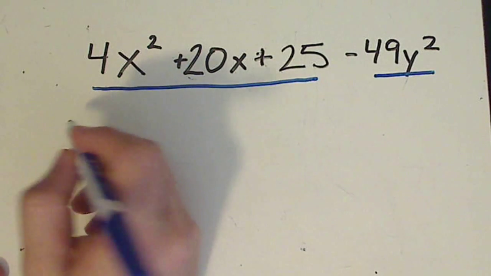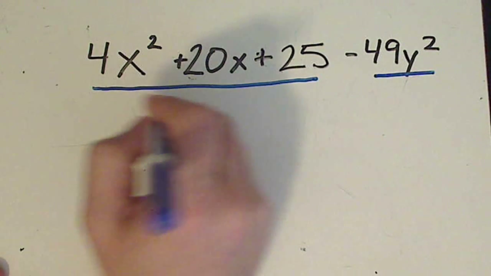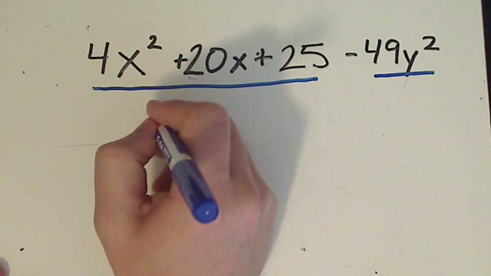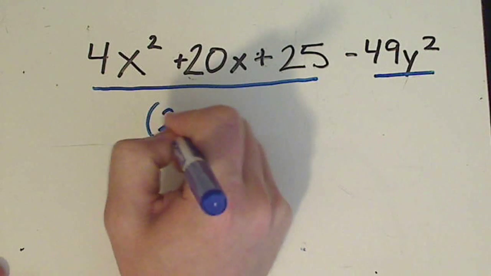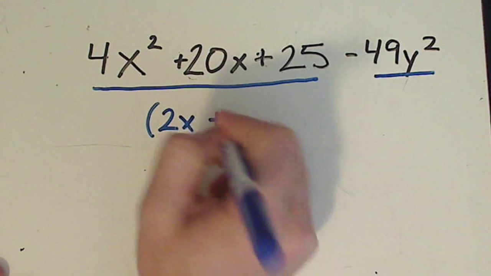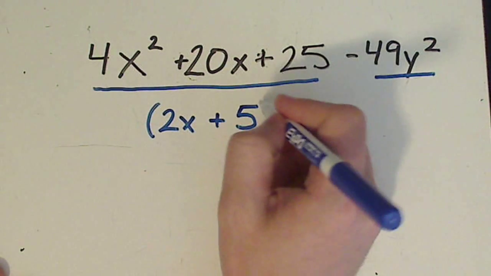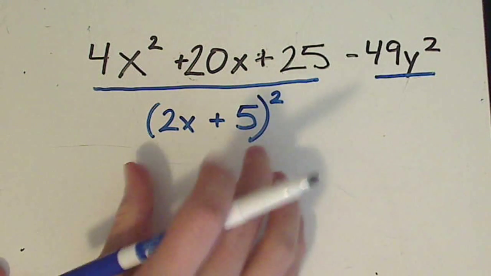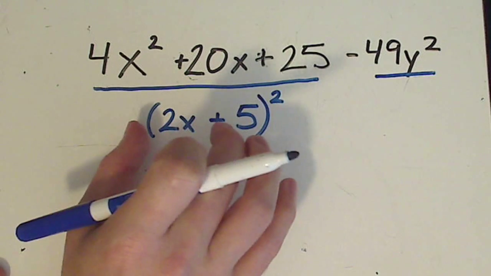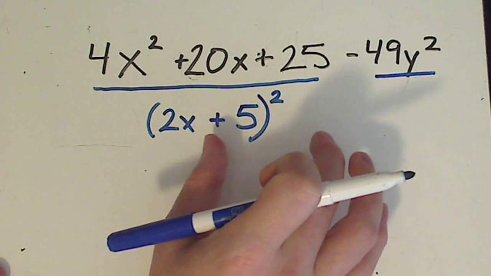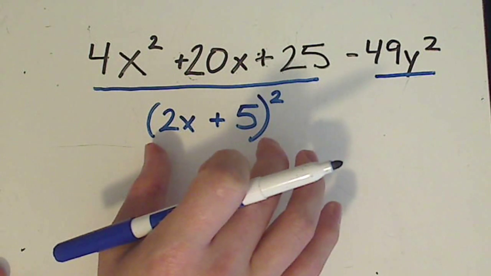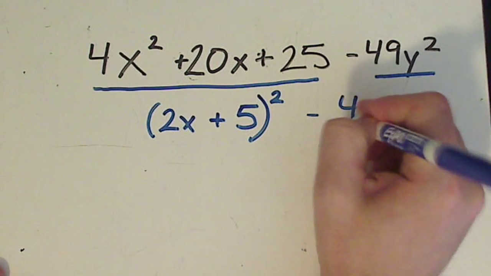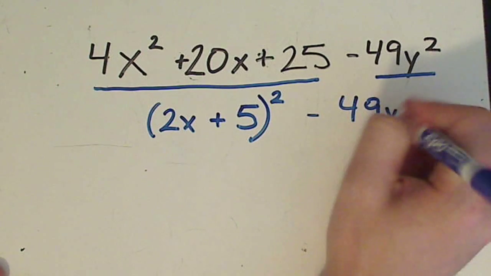Now, to factor the first part, again, it's going to be a perfect square trinomial. So you want to rewrite it. So it would be (2x + 5) squared. Right? If you factor this out, it would be (2x + 5)(2x + 5). Then you can put them together. Minus 49y squared.